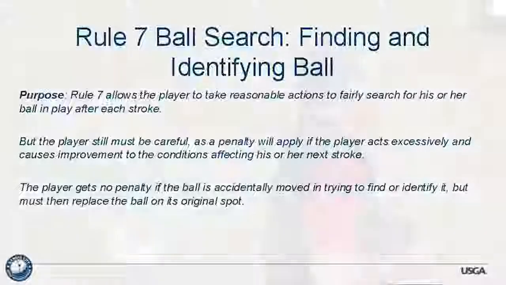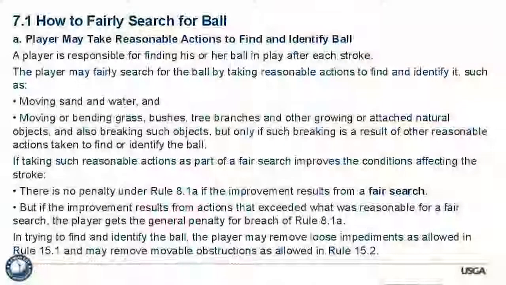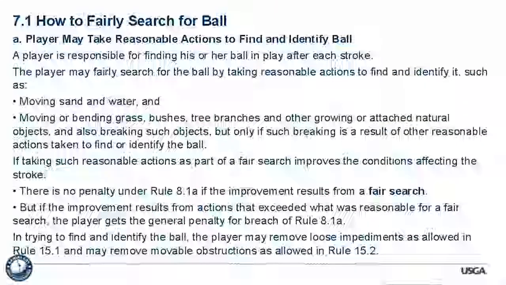What is the big difference there? All right, so 7.1. Okay, the player may fairly search for the ball by taking reasonable actions to find and identify it, such as moving sand and water. So you can move sand and water in a penalty area or in the general area when you're looking for your golf ball. You can move and bend grass, bushes, tree branches, and other growing or attached natural objects. They can also be broken, as long as it's an accident.